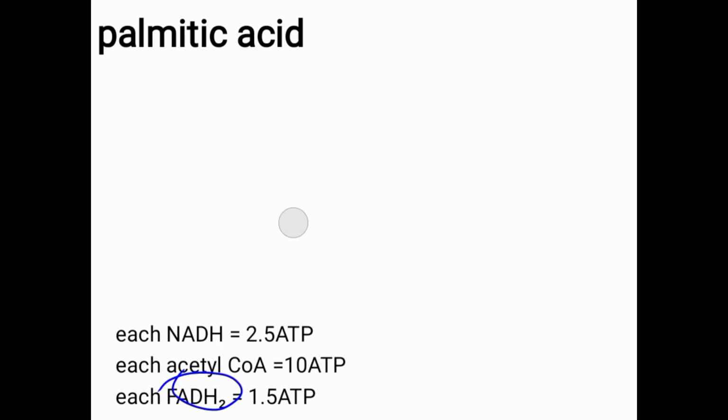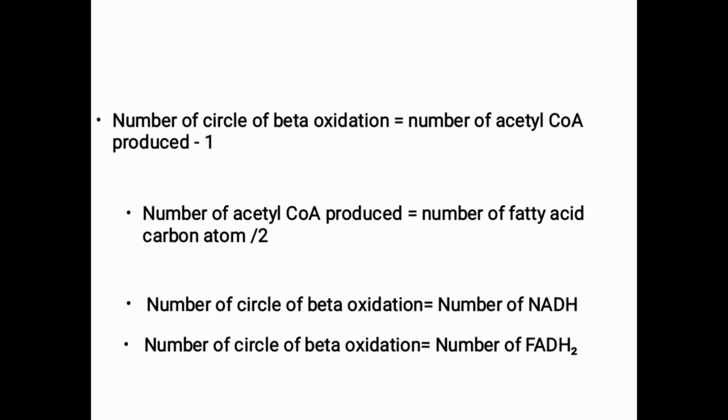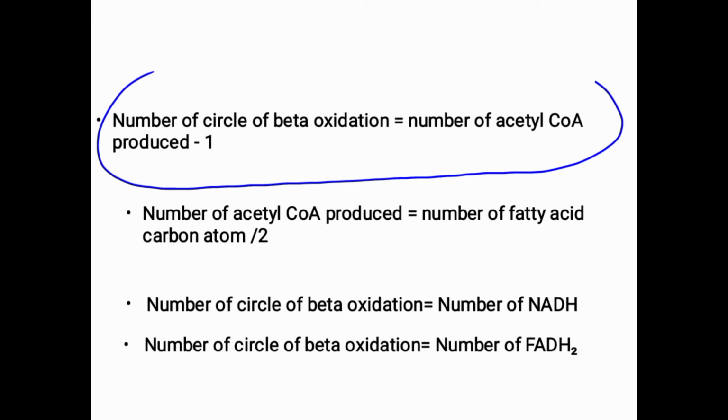So now let's see how many NADH are generated and how many acetyl CoA we generate when we fully oxidize this palmitic acid. So I have a formula. We'll start with this formula first. It says the number of cycles of beta oxidation is equal to the number of acetyl CoA minus 1.